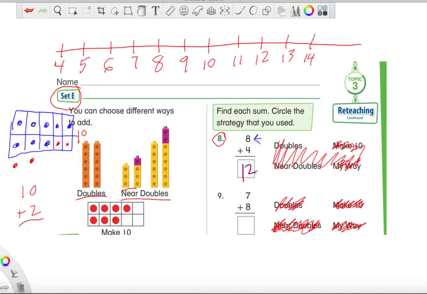All right? So go ahead and try number 9 on your own. Use any method you would like. You can draw your own 10 frame if you want. You can use a number line if you want. If you like using doubles facts and near doubles facts to help you solve it, you can use that as well. So I'll give you guys a quick moment to solve this on your own.